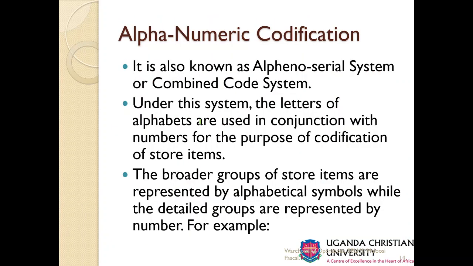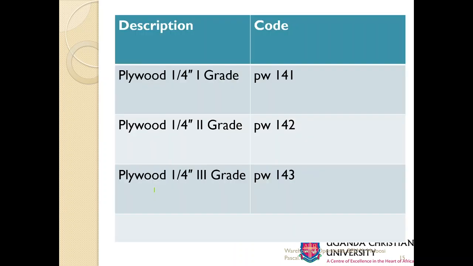Alphanumeric combines both the alpha and the numeric. Now, the alphabet part of it represents the main group. And the numbers again represent the subgroup.